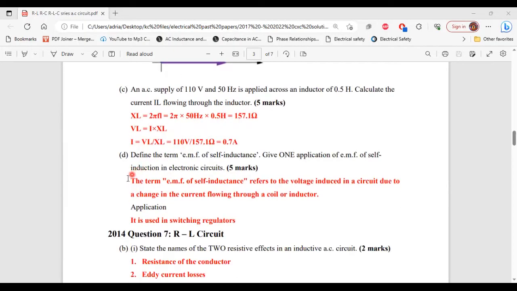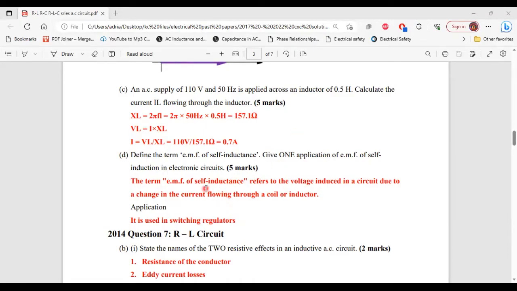For part D, it says define the term EMF of self-inductance. Give one application of EMF of self-inductance in electronic circuits. The term EMF of self-inductance refers to the voltage induced in a circuit due to a change in current flowing through a coil or inductor. The application is that it is used in switching regulators. So that's it for part D, and that's it for this question.